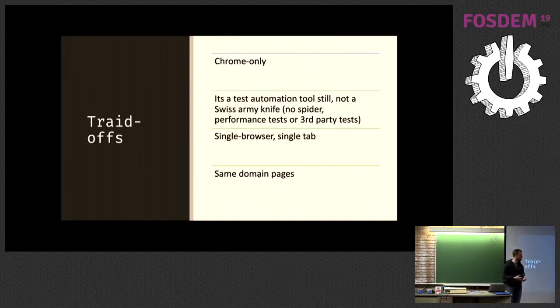So it's only Chrome. Its test automation tool is not a Swiss Army knife, so don't use Cypress for, as a lot of people use Puppeteer for, things like scrolling, scanning. It's not an API tool as well, so you cannot replace all of the API testing with Cypress. And of course, it's not a performance testing tool.